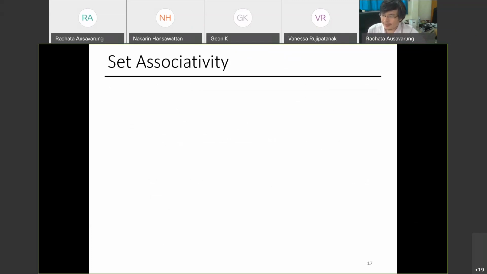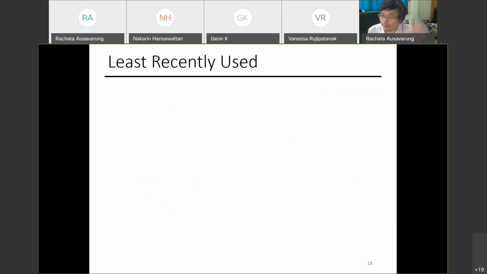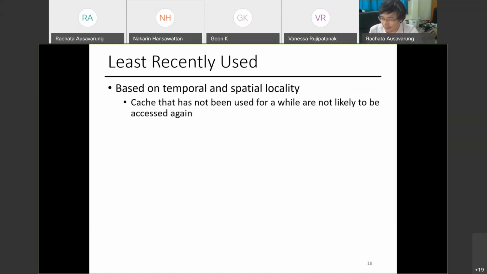Set associativity is basically the number of cache blocks in a set, as I said earlier. This is a specific term that we call set associative cache. N-way set associative cache means that there are n blocks per set. One of the policies that we assume for this class is the LRU policy. This is based on two things, temporal and spatial locality. So if I ask you what temporal locality and spatial locality are, and to give some examples, hopefully you can. All right.